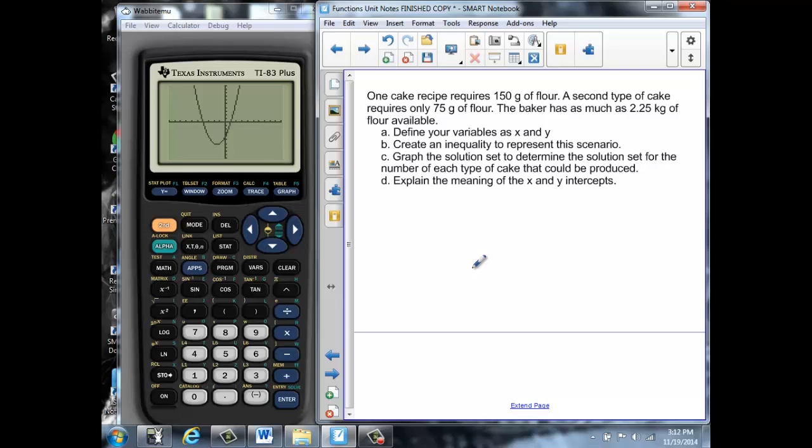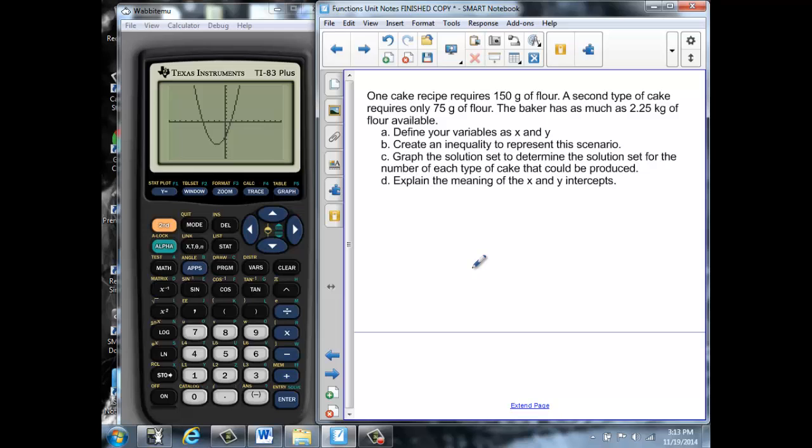Okay, here's your scenario. You're a baker. As this baker, you have 2 options for making cakes. Option A, you make chocolate cake. Chocolate cake apparently takes 150 grams of flour. Vanilla cake, though, only takes 75 grams of flour. Here's your issue, though. You have only 2.25 kilograms of flour.